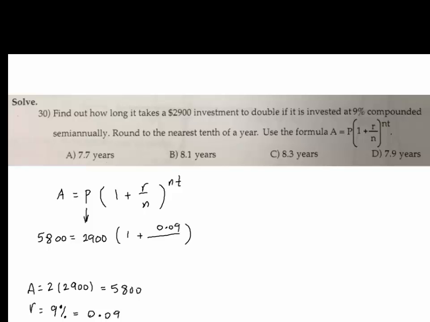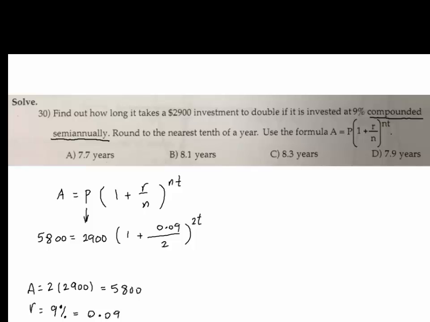What is N? What's N? It's compounded semi-annually. So what is N? If it's compounding semi-annually, how many times are they going to revisit this interest per year? Semi-annually, twice, right? Twice, 2 times, yeah. So it would be 2, because semi-annually would be 2. So N would be equal to 2. So the only thing we don't know is T. That's the time that we're looking for.